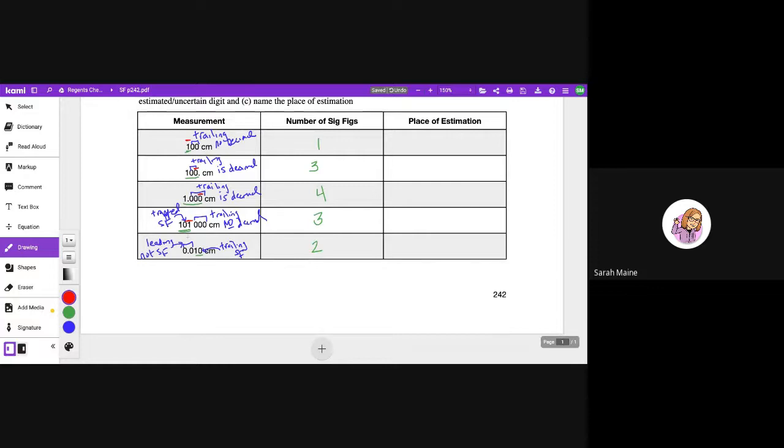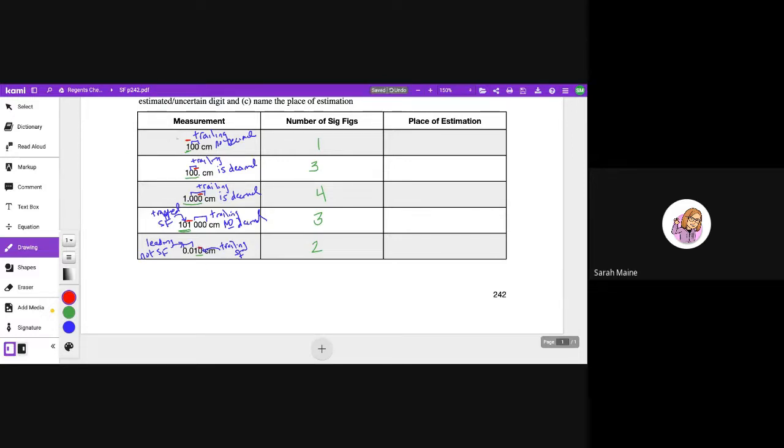Last example, the 0.010 centimeters. Only these 2 digits, the one with the trailing 0, are considered significant, so I underline them in green. And the one that's more to the right is my significant figure, so it gets the bar above it.